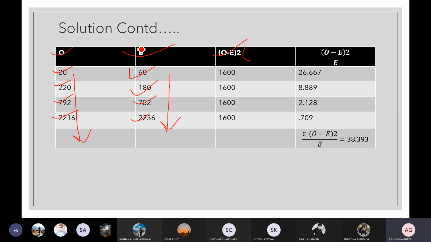And O minus E means we will deduct the expected frequency from the observed frequency. We did it, and then after that we have taken the square of this amount, 1600. Then we will divide this square by E, whatever is the expected frequency, so we have divided, right? So ultimately this one is the value we get. This is the calculated value of the chi-square test, right?